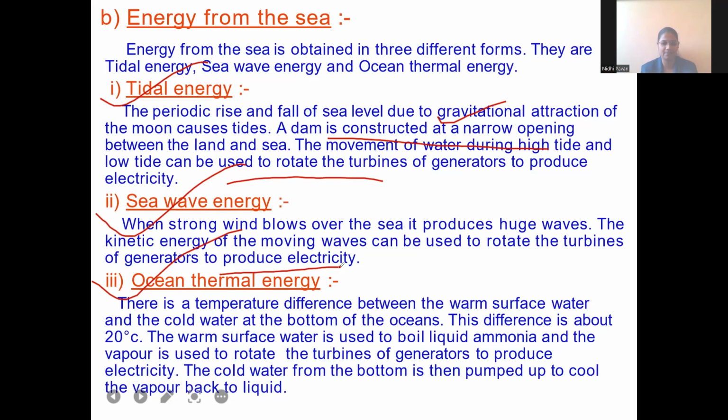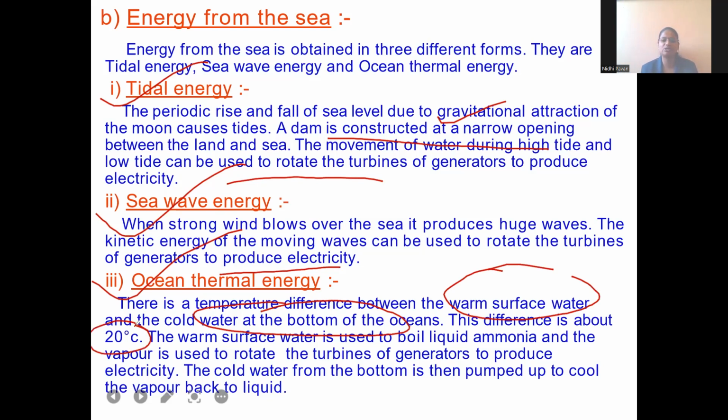Next, we have ocean thermal energy. Thermal means temperature. So there is a temperature difference between the warm surface of water and the cold water at the bottom of the ocean. The upper surface will be warm, the bottom will be cold. This difference will be about 20 degrees Celsius.